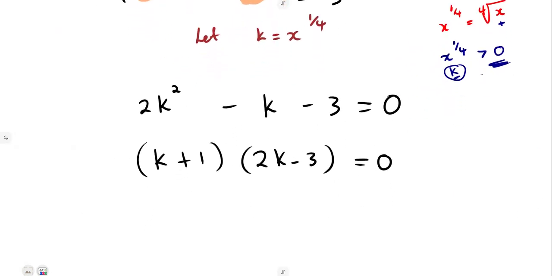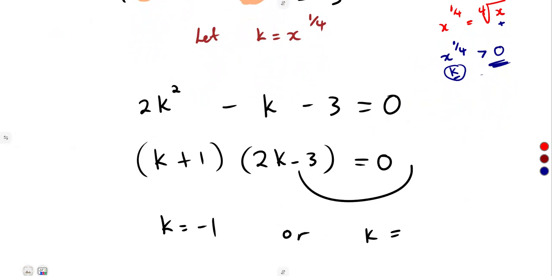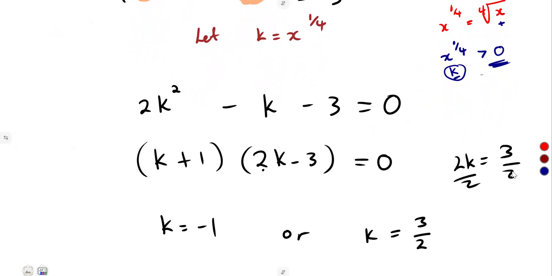So k is equal to what? From the first one, negative 1. All right, so it's going to be negative. And this is positive, so this one is going to change to a positive. Then divide by what? By 2. 2k is equal to 3, divide by 2 by 2.